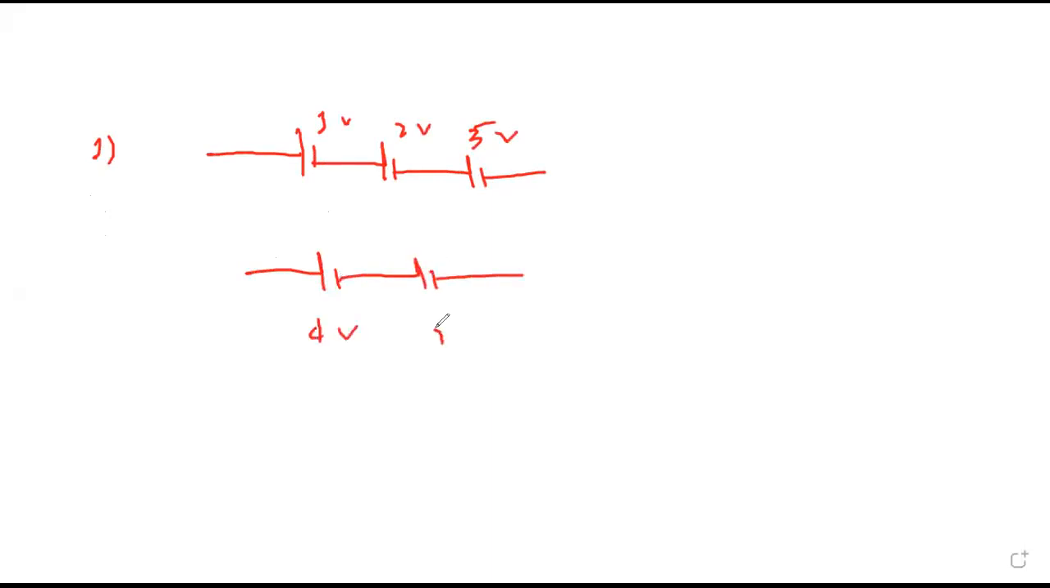First one: 5 DC cells of given EMF are connected as shown in the figure. 1 volt, 2 volt, 5 volt, then 4 volt, 4 volt. Find the EMF of battery AB.